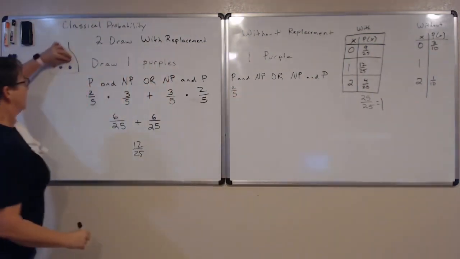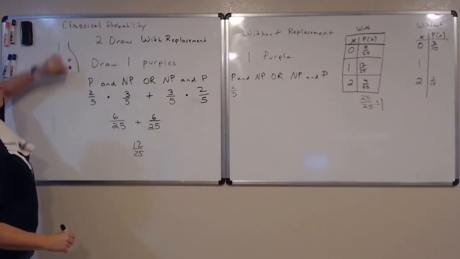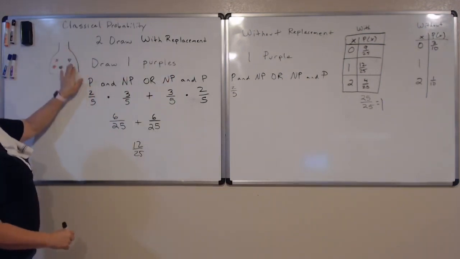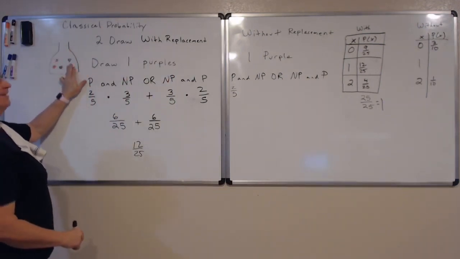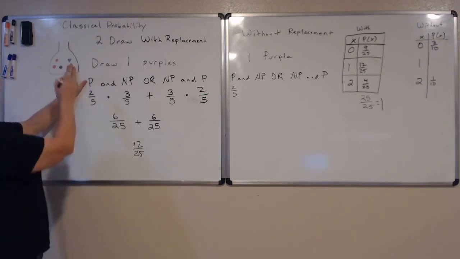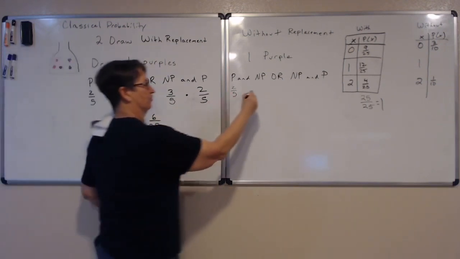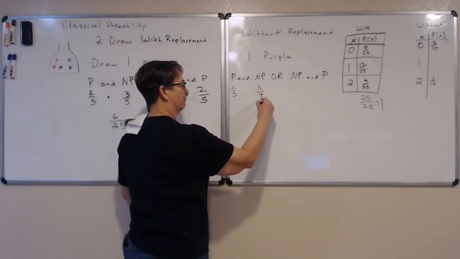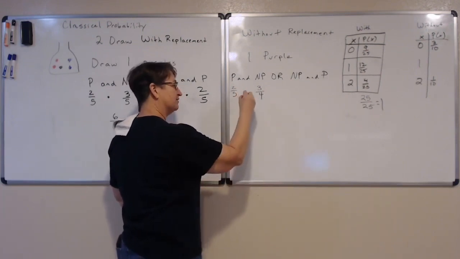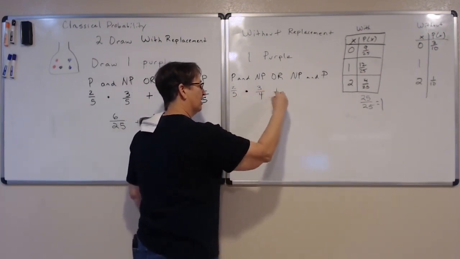But now I've got this purple in my hand. So what's the probability that I don't get a purple on the second one? Well, there's only 4 marbles left, and 3 of them are not purple. So it's 3 out of the 4. The and tells me to multiply, the or I'm adding.